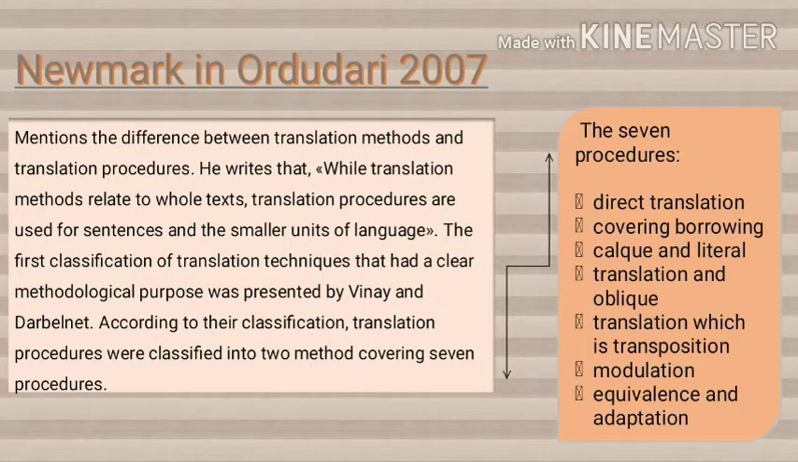The 7 procedures are: first, direct translations; second, covering borrowing; third, colloquy and literal; fourth, translation and oblique; fifth, translation which in transpositions; sixth, modulations; and the last is 7th, equivalence and adaptations.